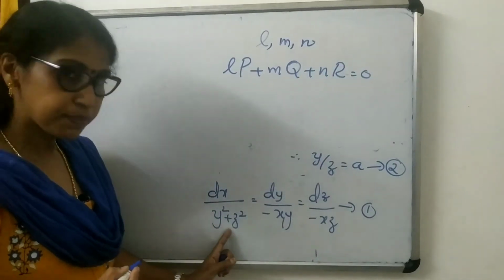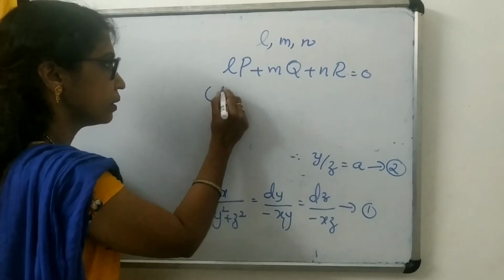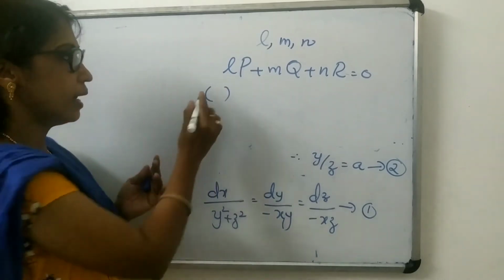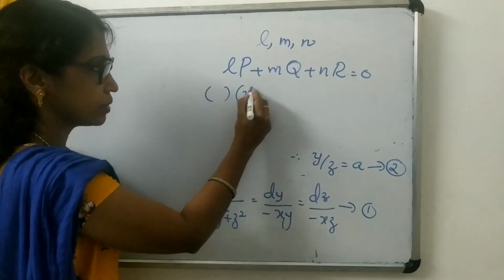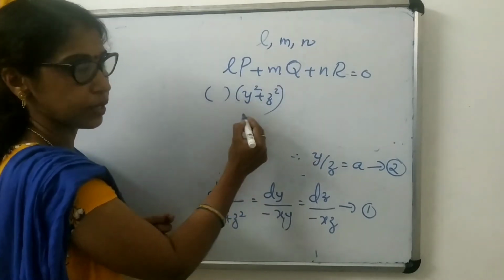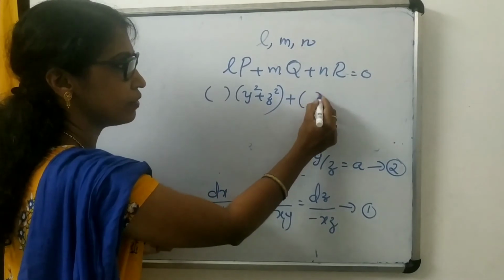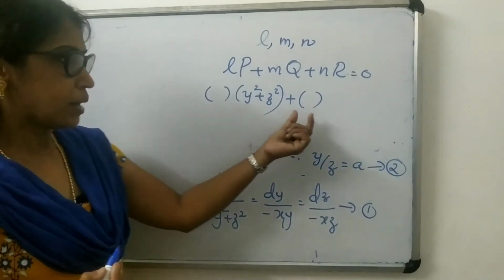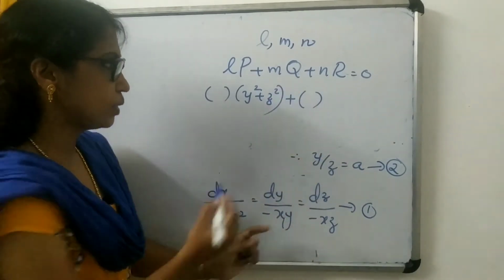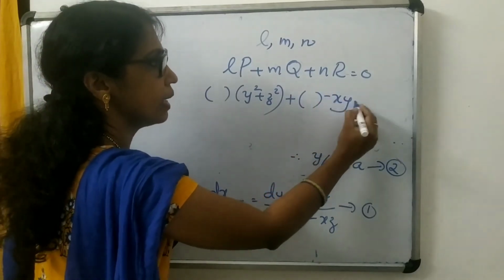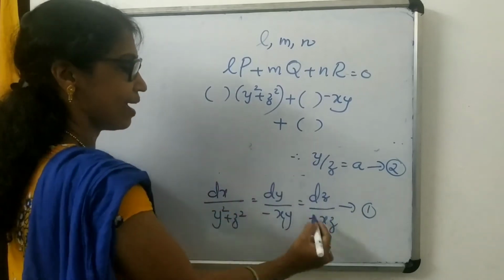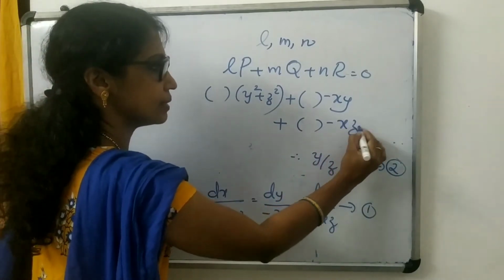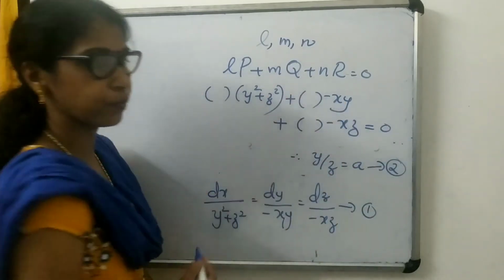Okay, here what is P? P is, we don't know what is L, so I am putting a bracket, and P is equal to y square plus z square plus M Q, and we don't know what is M. So I am putting a bracket, and Q is minus xy plus N R. Again I am putting a bracket, and R is minus xz, which must be 0.